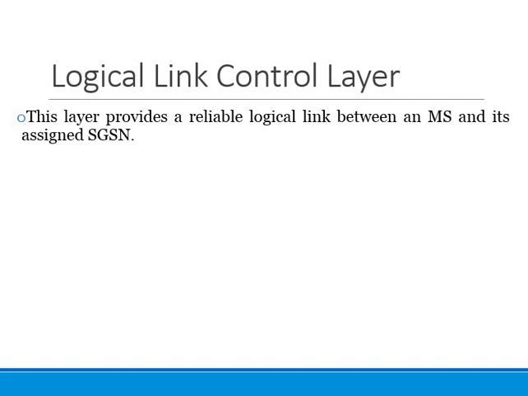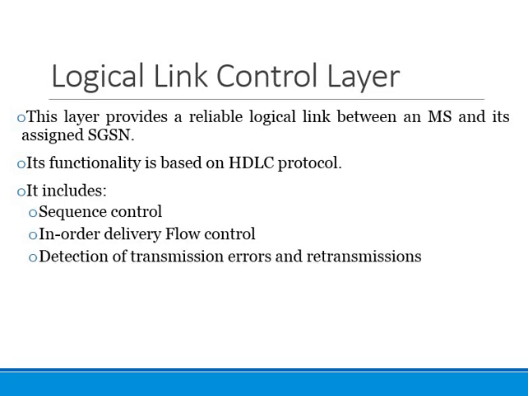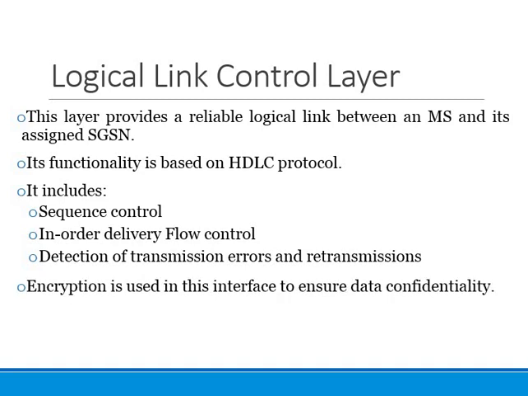So whichever mobile station is assigned to whichever SGSN, it provides a reliable logical link between the two. Its functionality is based on the HDLC protocol. It includes sequence control, that is, in which sequence the packets are received, in-order delivery, flow control of the packets, and how exactly the delivery is taking place. The detection of transmission errors and retransmission: detecting the errors in the transmission, and if there are some errors, they need to be retransmitted. So all these are the functionalities of the logical link control layer.